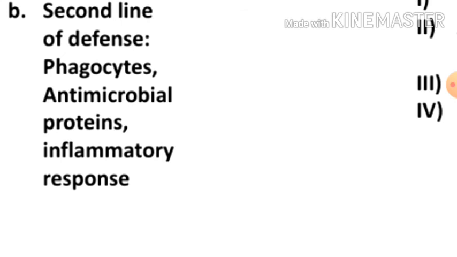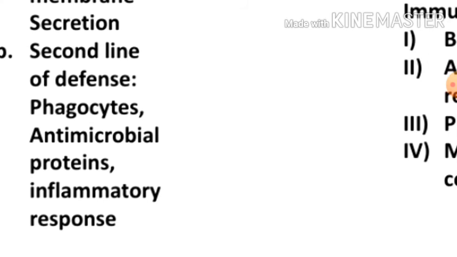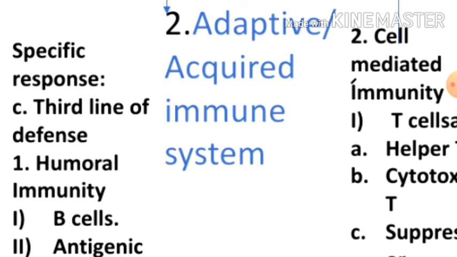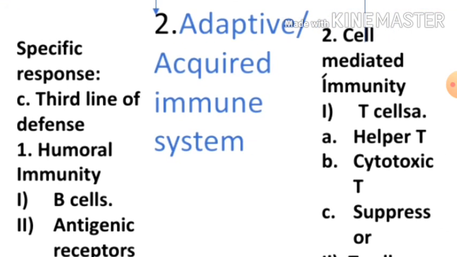And the number three point in the second line of defense is our inflammatory response. When any parasite, virus or bacteria tries to infect our body, it triggers our inflammatory response. Inflammation means pain, redness and fever start when those organisms come in contact with our internal body. The second category of our immune system is the adaptive or acquired immune system. It is acquired from our environment.